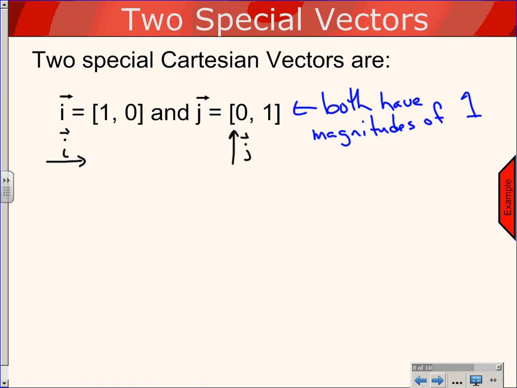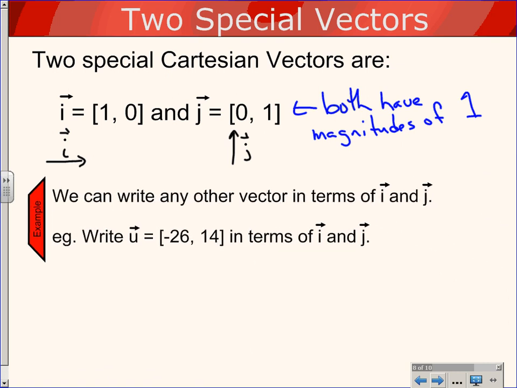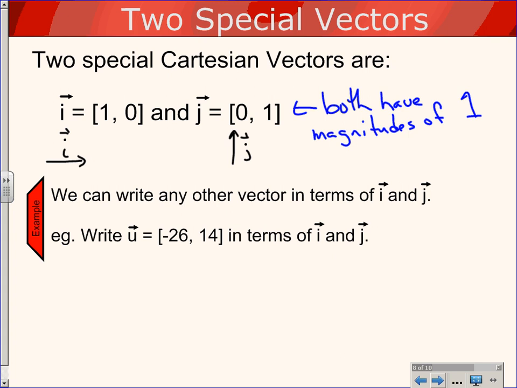And as I say, those are pretty straightforward little vectors, but we can use them for a question like this. This is something we talked about in the last unit. We can write any other vector in terms of two non-collinear vectors. Remember, collinear vectors were vectors that were parallel to each other in the same or opposite directions. So as long as I have non-collinear vectors, I was supposed to be able to write any other vector in terms of them. Well, i and j are certainly not collinear, right? One's pointing to the right, one's pointing up. So what I want to do is write vector u, which is minus 26, 14, so some random vector. Can I write vector u in terms of i's and j's?